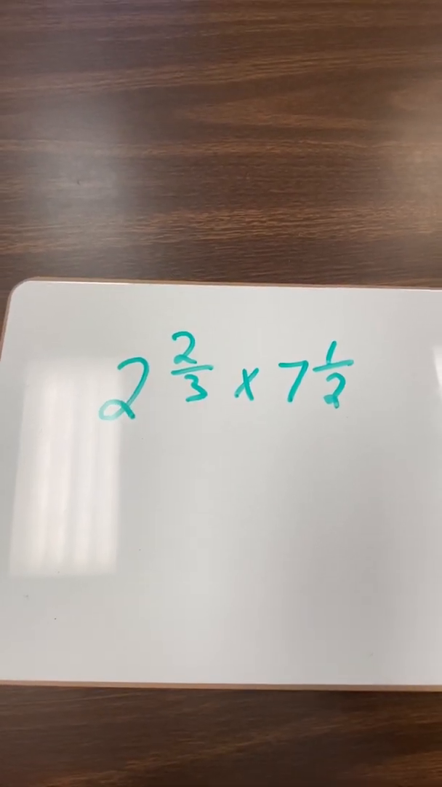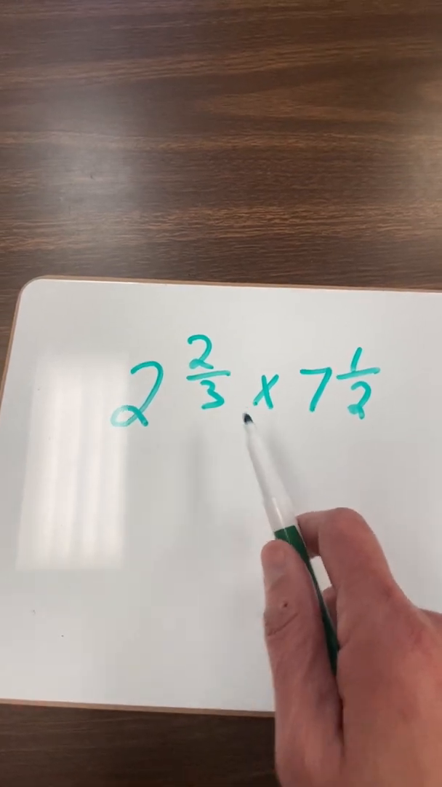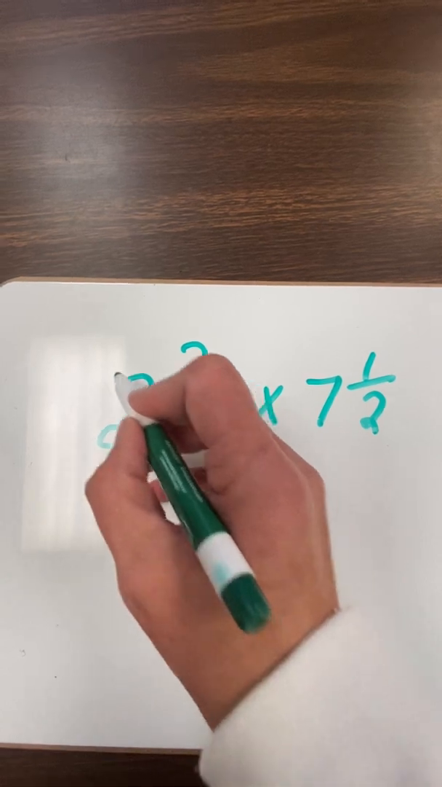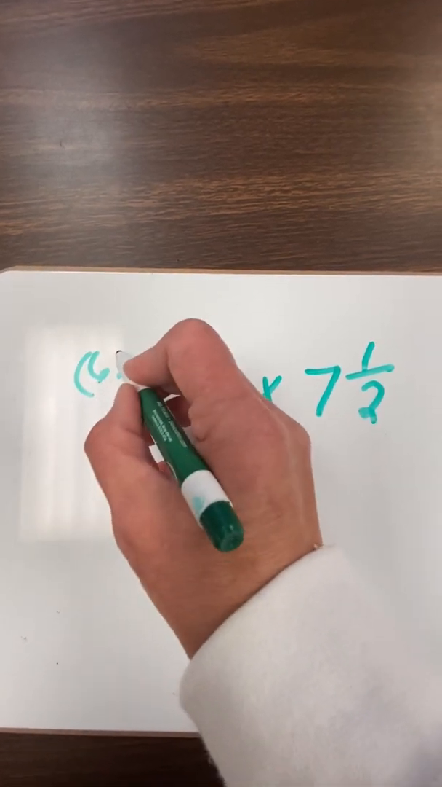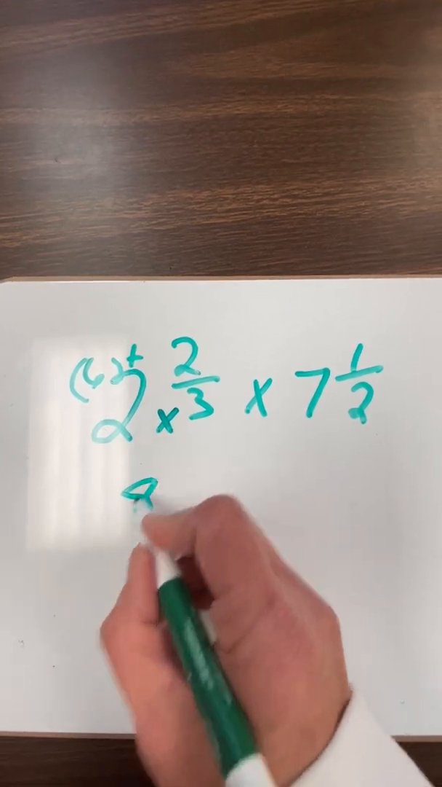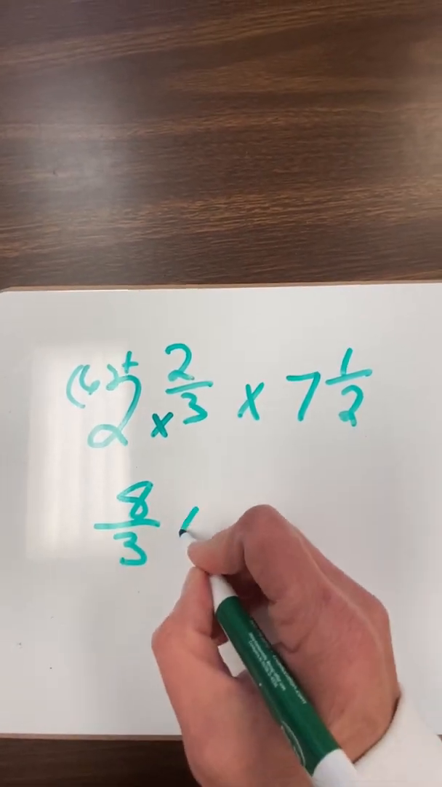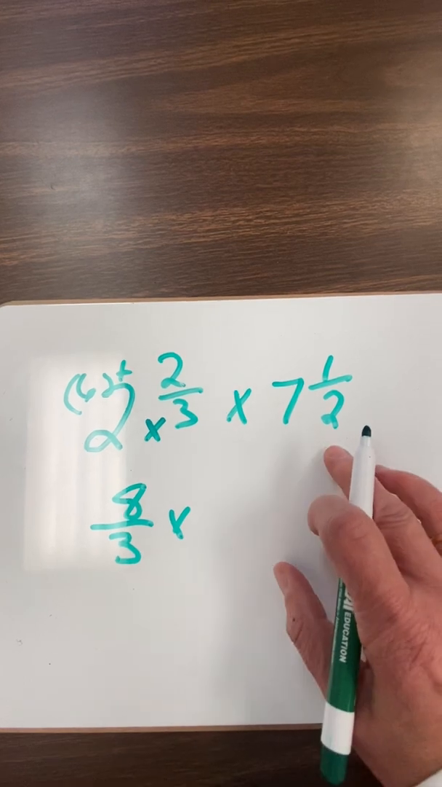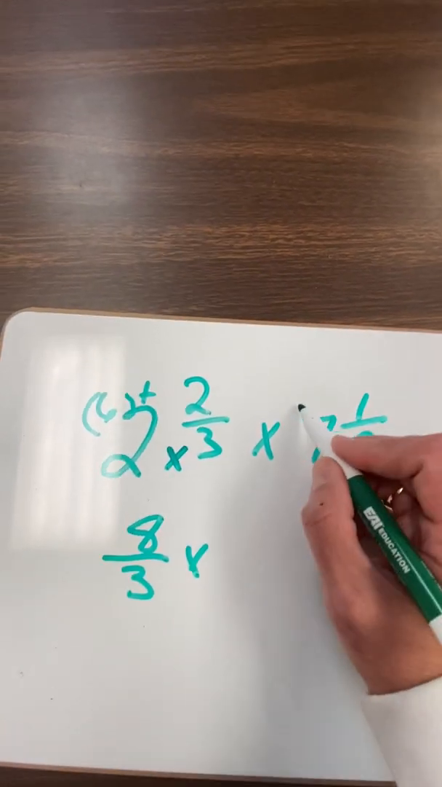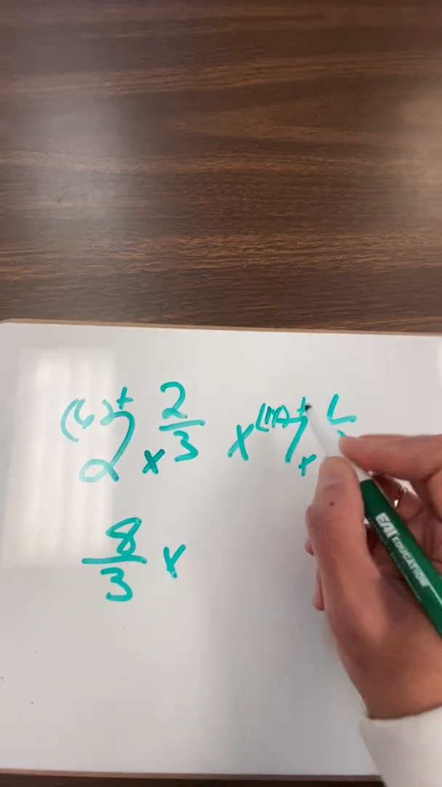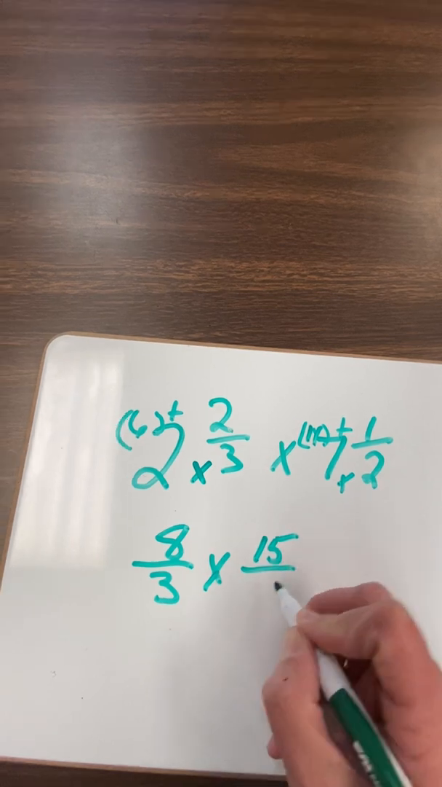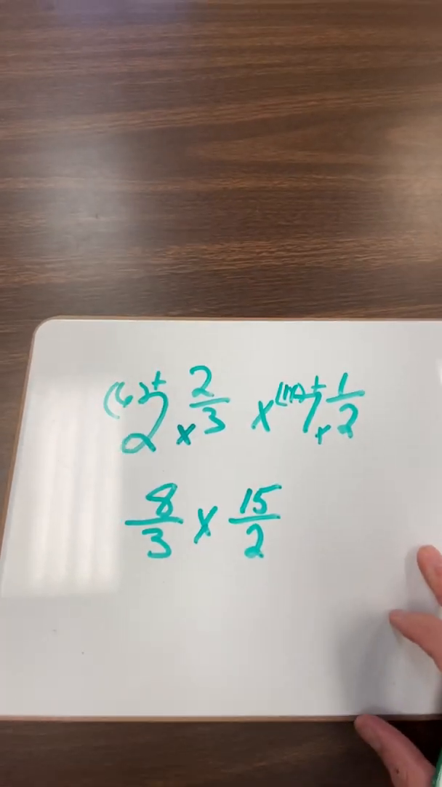Okay, let's look at it. 2 2/3. To convert that to an improper fraction, 3 times 2 is 6. And then add your numerator. 6 plus 2 is 8. Denominator stays 3. Okay, 2 times 7 is 14. And then 14 plus 1 is 15. So 15 over 2.